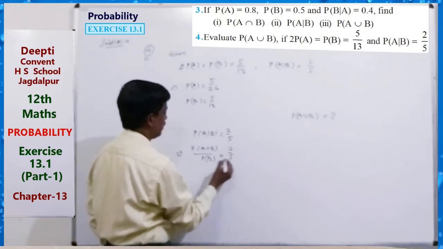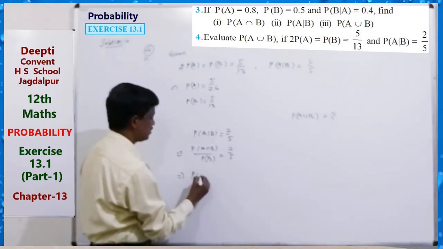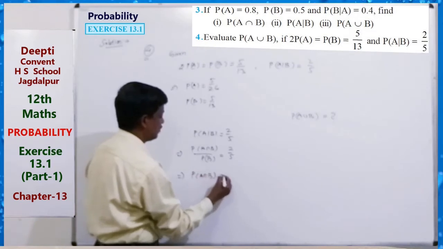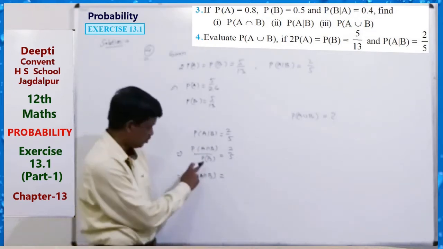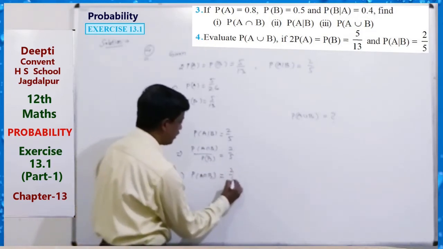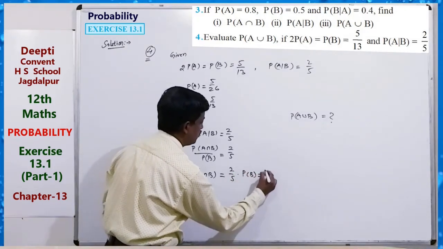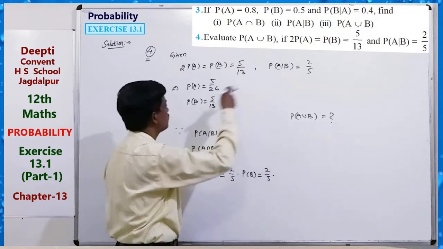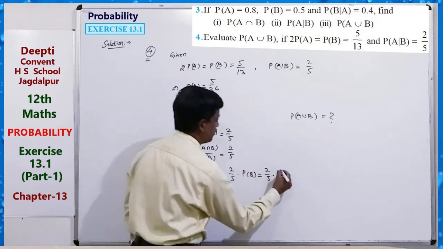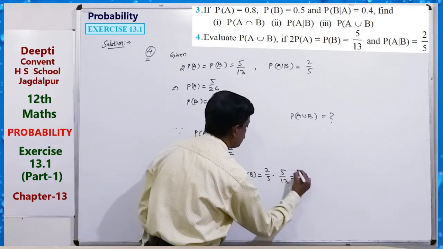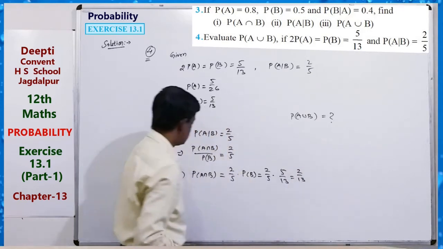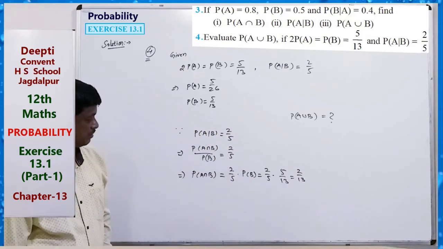2 by 5. So here P(A intersection B) is equal to P(B) into this. So 2 by 5 into P(B). P(B) means this 5 by 13. So 2 by 13. So P(A intersection B) is 2 by 13.